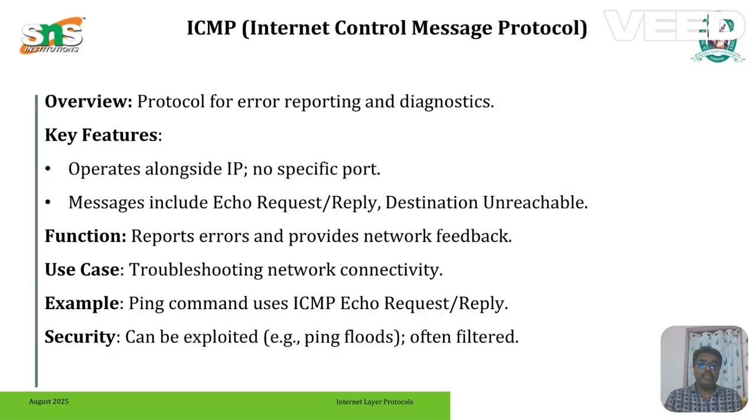Next comes the Internet Control Message Protocol. This protocol is used for error reporting and diagnosis of the network. It operates along with IP. It does not use any specific port. It works using echo request, echo reply, and destination unreachable. These are the three messages used by the system to report if any problem occurs when the network is diagnosed.